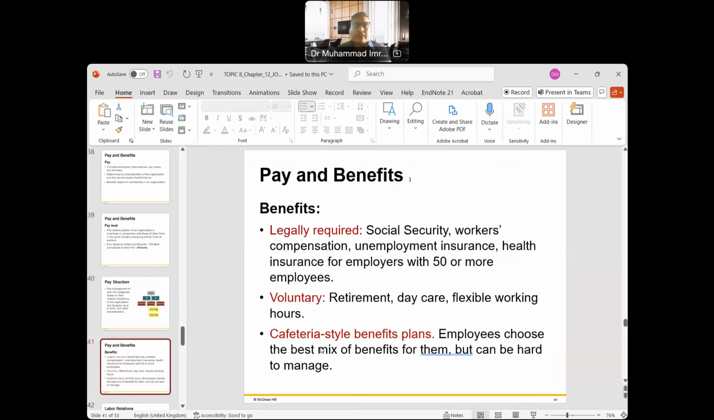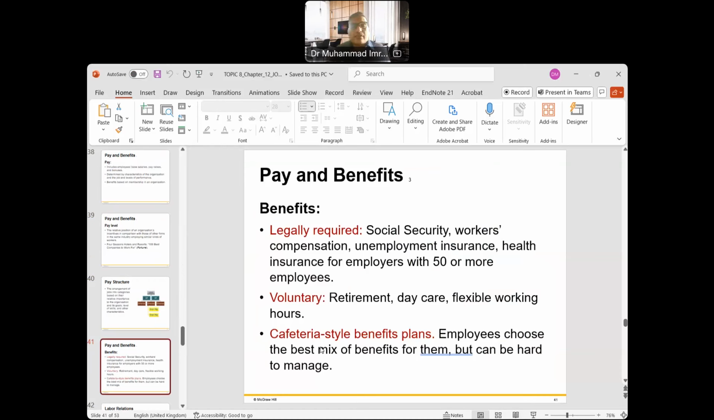Pay and benefits include legally required ones: social security, worker compensation, unemployment insurance, and health insurance for organizations with 50 or more employees. Then voluntary ones: retirement, daycare, flexibility. Also we have a daycare school here. They drop their children there, right? Flexible working hours. They can work from home also. During COVID-19, they worked from home.